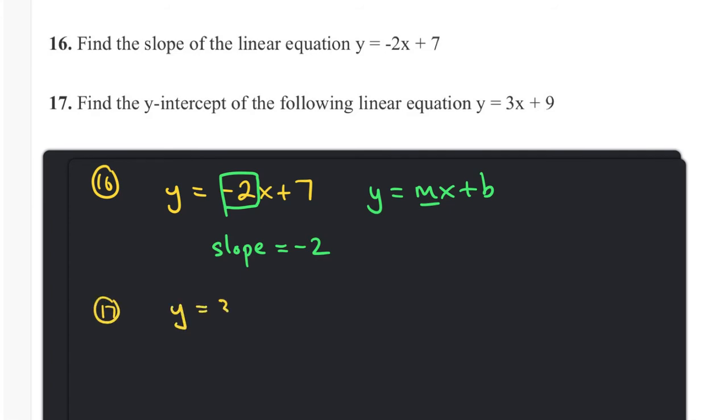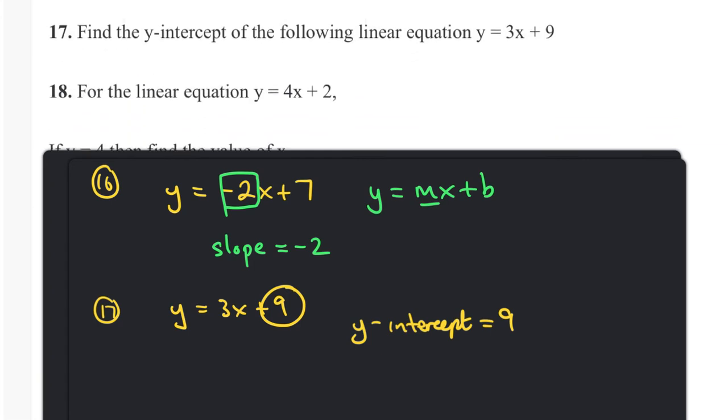Okay, question 17, find the y-intercept, another fairly straightforward question. y equals 3x plus 9. And we know that this is the y-intercept, so y-intercept equals 9.